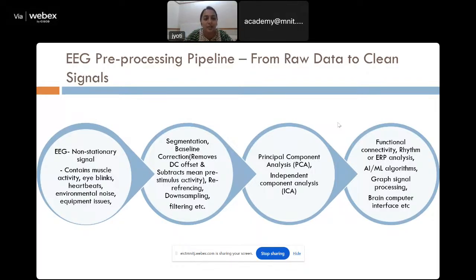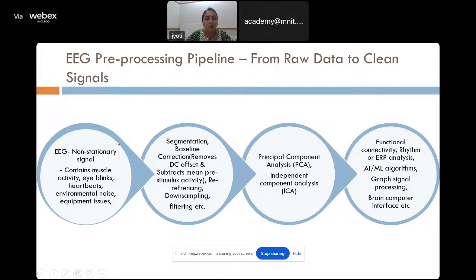Suppose we take the example of eye blinks. Eye blinks are associated with very low frequencies, 0 to 0.5 hertz or so. Muscle artifacts lie in the high frequency range, and the power line artifact will be around 50 or 60 hertz depending on where you have collected the data. So we generally perform filtering to remove these artifacts from our data.